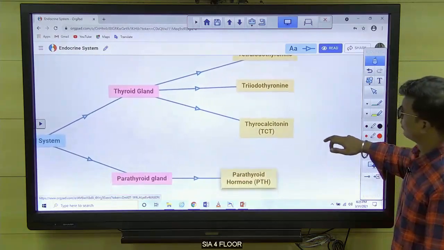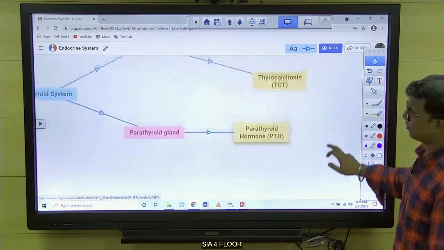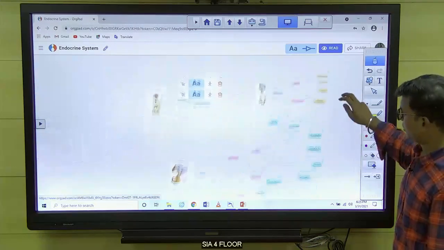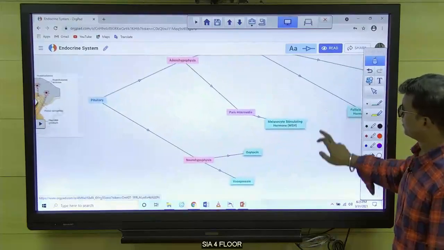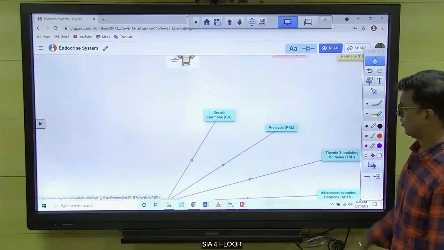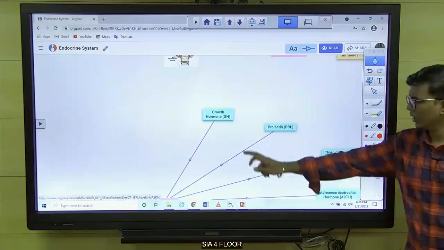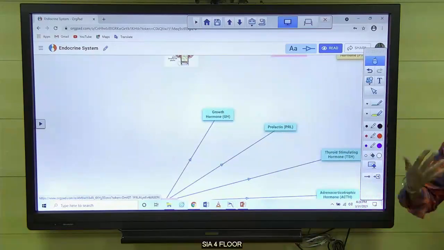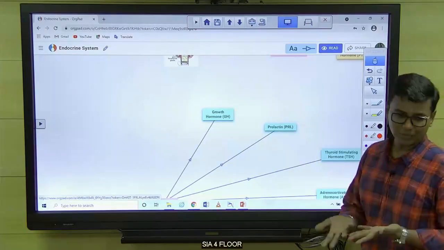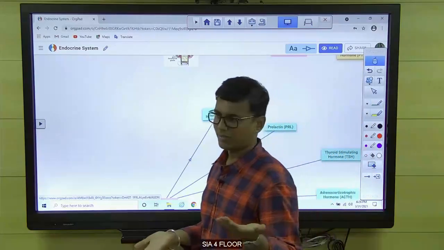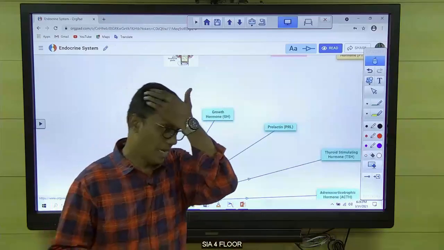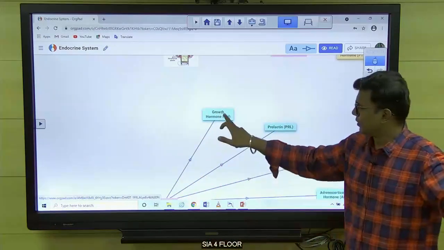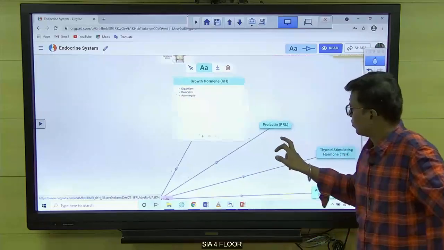Tetraiodothyronine, triiodothyronine, thyrocalcitonin, parathyroid hormone, all these are related to thyroid. Good. And as I told you about pituitary, you could see growth hormone. The name itself says it promotes growth. And what if growth hormone is more, and what if growth hormone is lesser? When growth hormone is secreted more, it causes gigantism. When growth hormone is secreted in a deficient amount, it causes dwarfism or other growth-related diseases. Good. That's related to growth hormone.